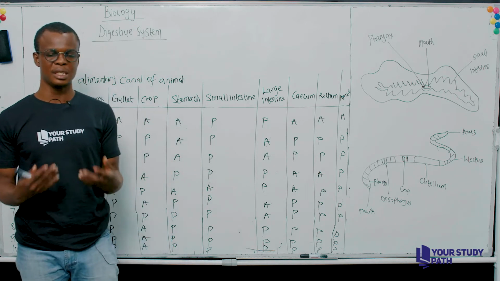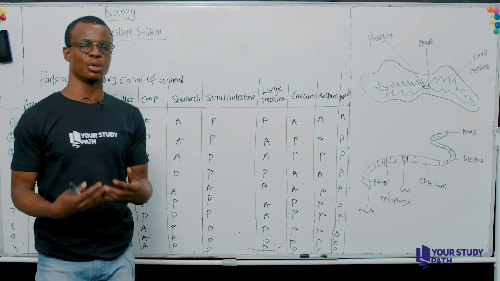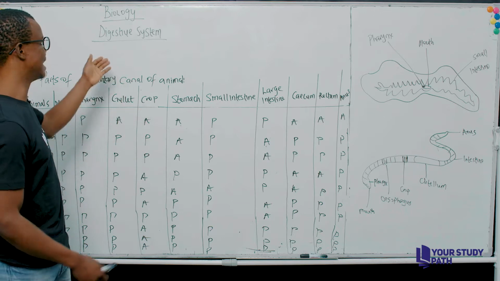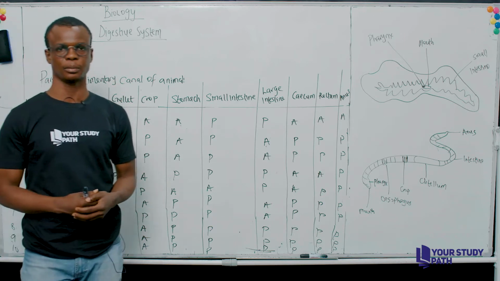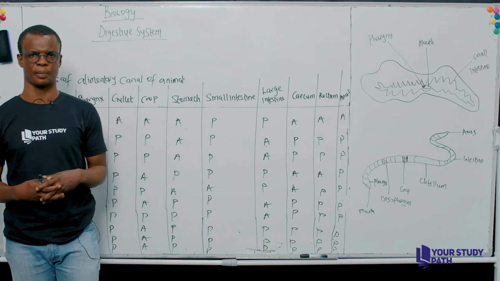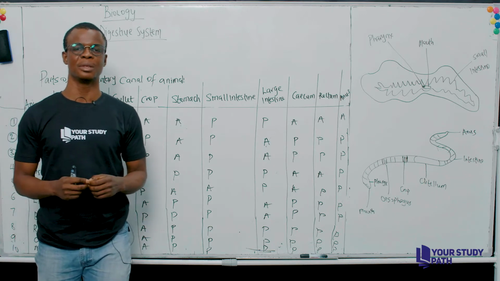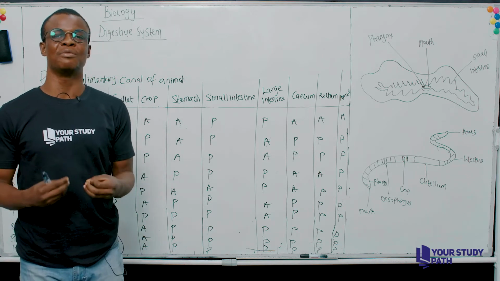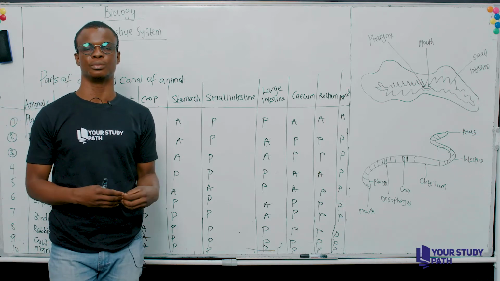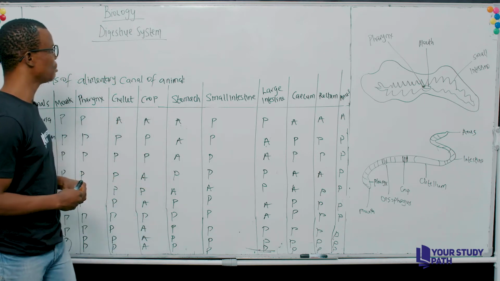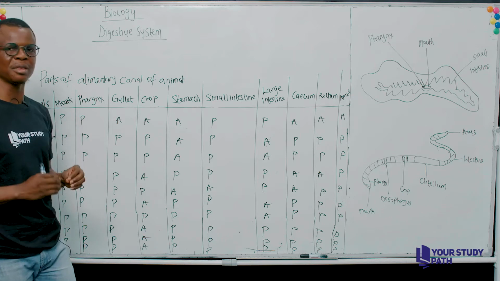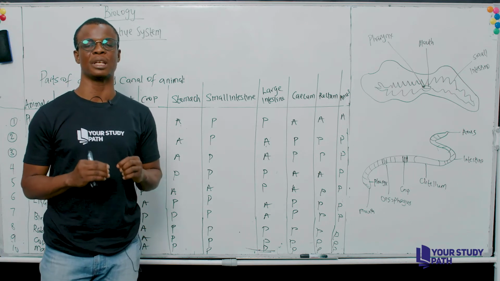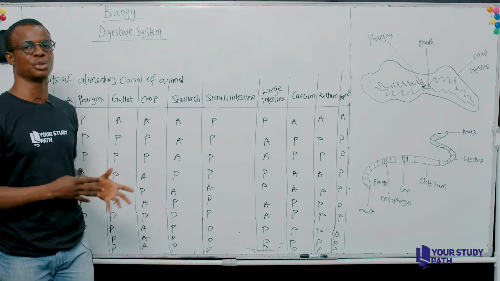Right? So these questions are what sets us into what we are talking about today, which is the digestive system. What is the digestive system? Digestive system simply means a system that is involved in the breaking down of food. Now, in talking about the digestive system, we are talking about everything that is involved in the breaking down of food in the body of an animal. So that brings us to digestion.